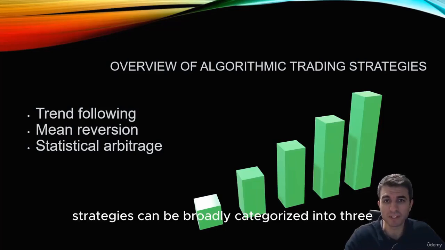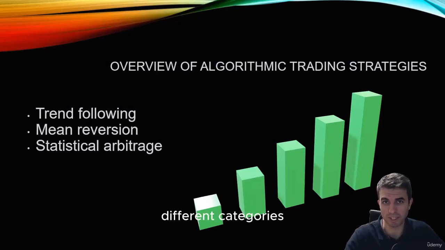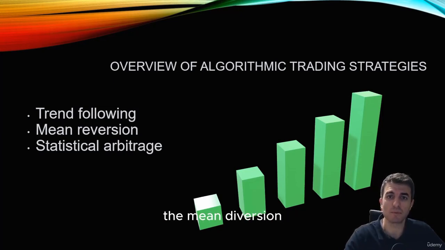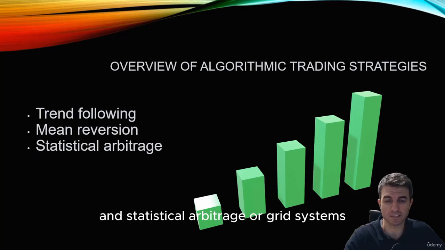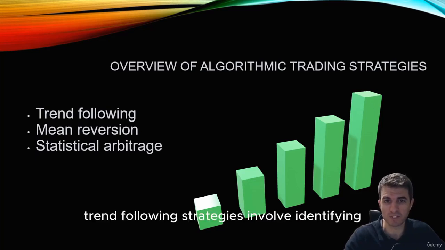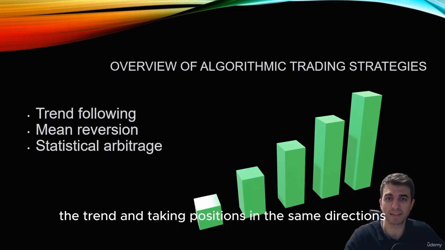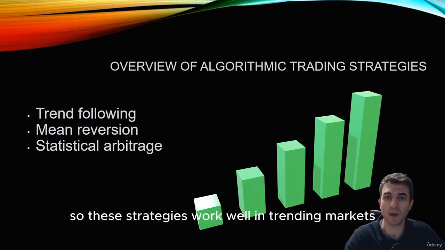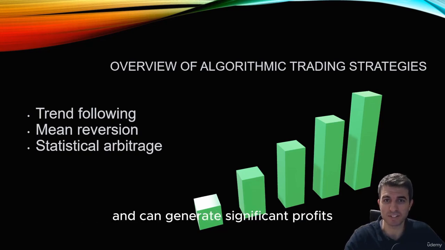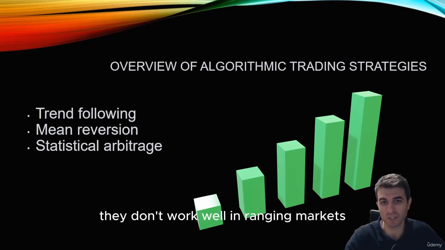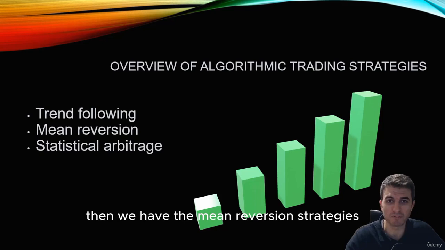Strategies can be broadly categorized into three different categories. So we have the trend following strategies, the mean reversion, and statistical arbitrage or grid systems. Trend following strategies involve identifying the direction of the market, the trend, and taking positions in the same direction. So these strategies work well in trending markets and can generate significant profits, but needless to say, they don't work well in ranging markets.